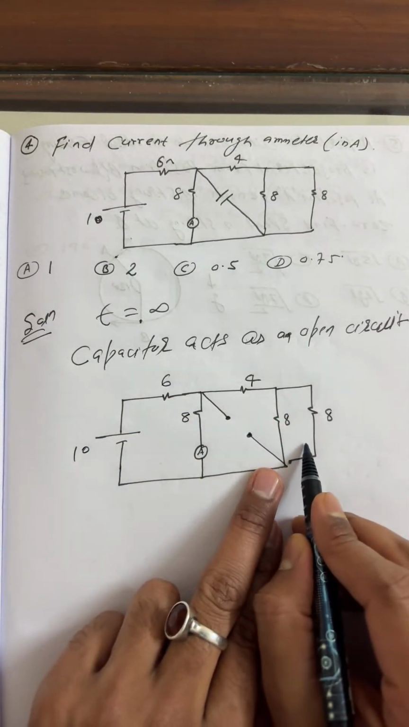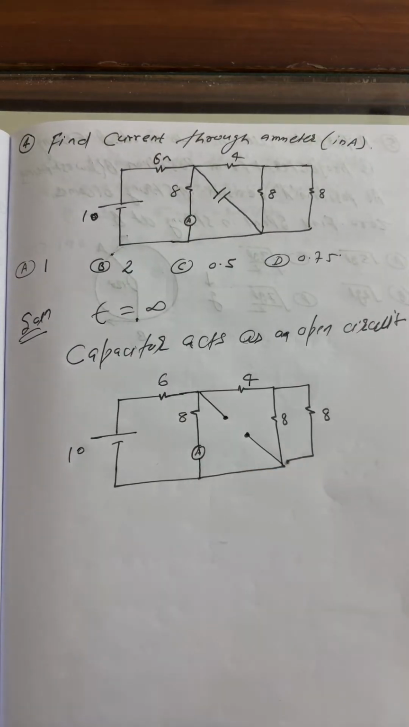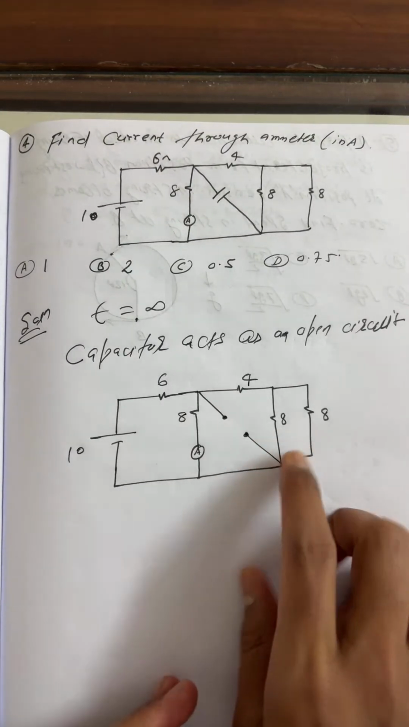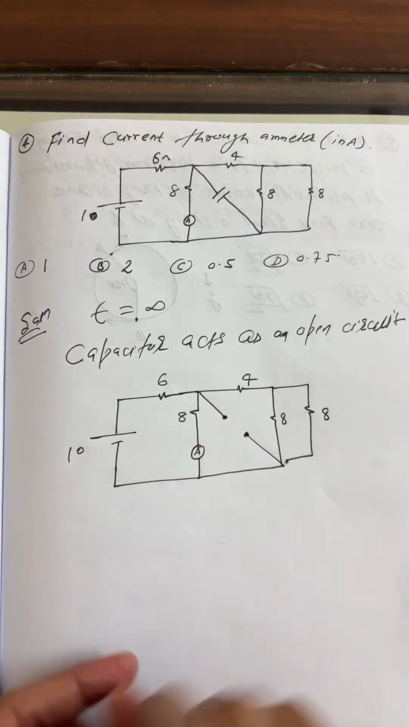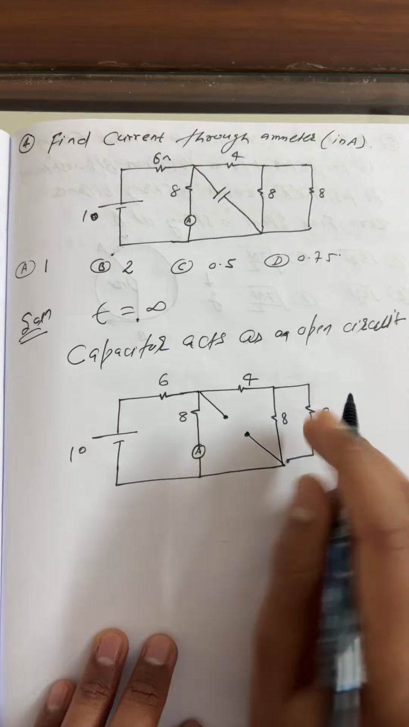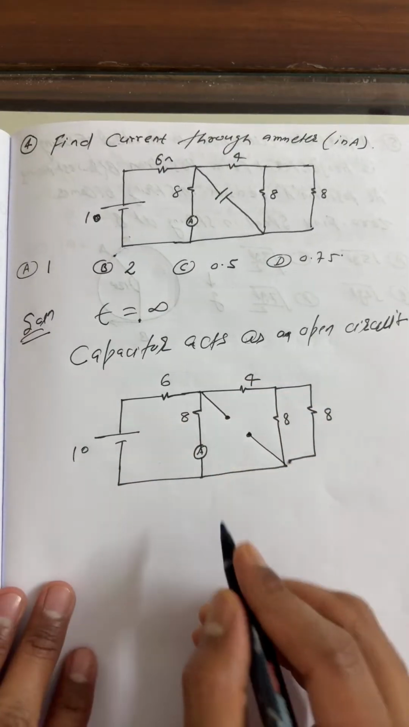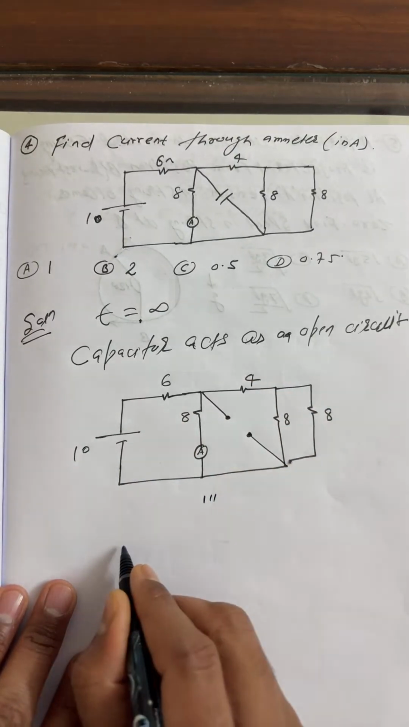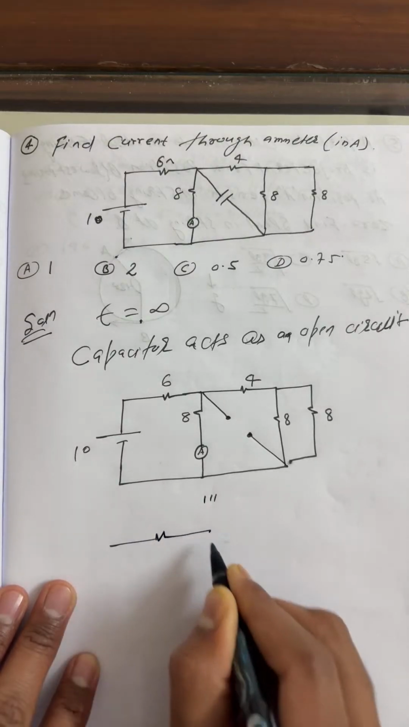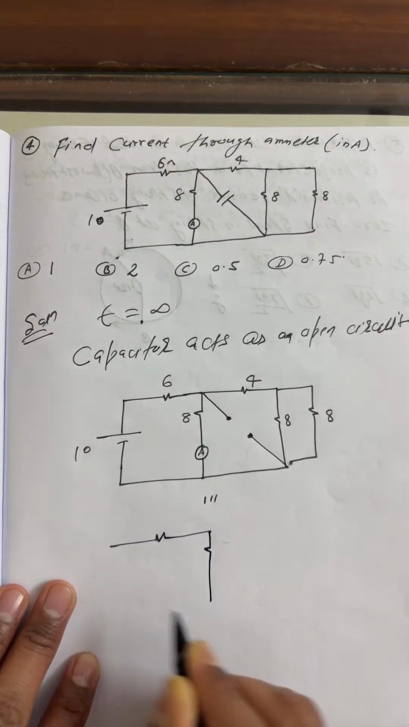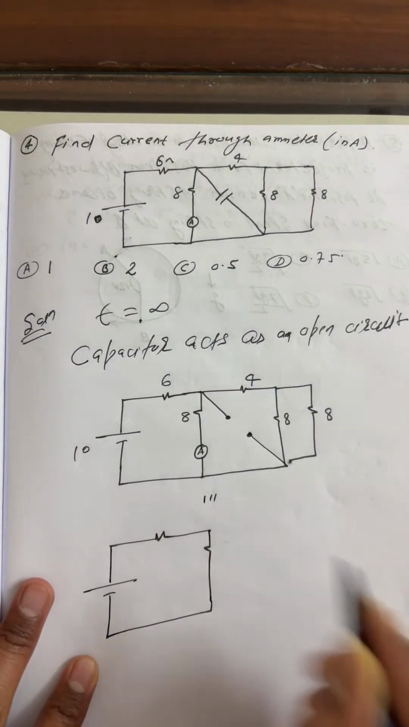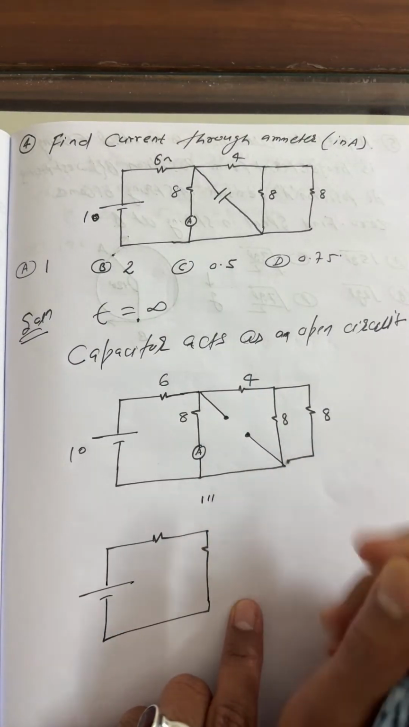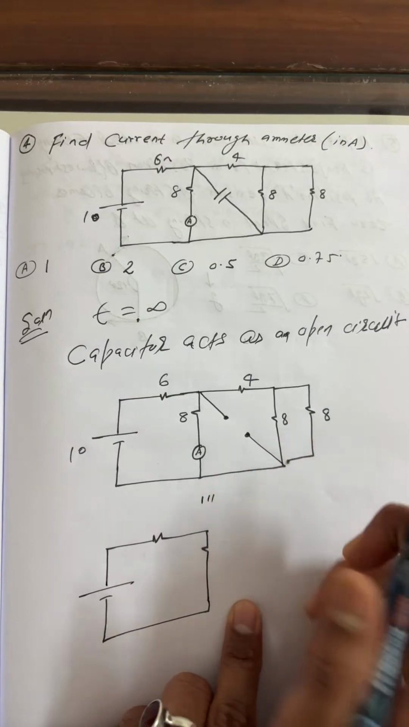But I know these two are in parallel. So what can you say? 8 and 8 becomes 4. 8 and 8, again 4 only. Then 4 plus 4 in series, so the entire branch is 8. I'll make one more diagram here for better understanding. This is 6, this is 8. I'll repeat: 8 and 8, 4, both are in parallel.